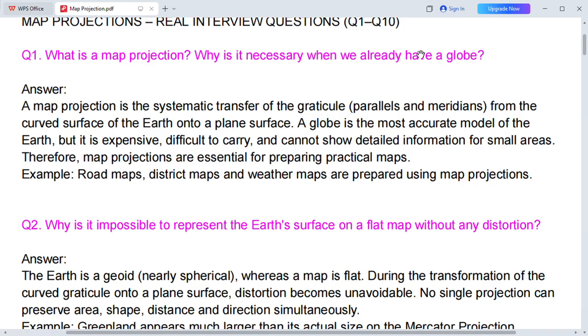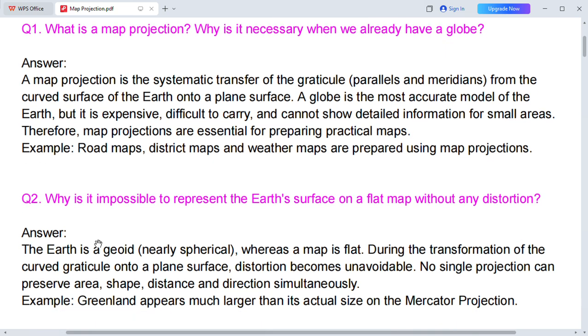What is map projection and why is it necessary when we already have a globe? A map projection is the systematic transfer of graticules, of parallels and meridians, from the curved surface of the earth onto a plane surface. A globe is the most accurate model of the earth, but it is expensive, difficult to carry, and cannot show detailed information for small areas. Therefore, map projections are essential for preparing practical maps. For example, road maps, district maps, and weather maps are prepared using map projections.